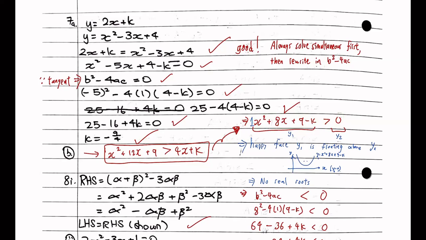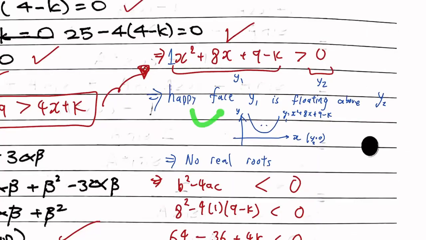And because the coefficient of the x squared term is positive 1, positive tells you it's a happy face, right? So the only possibility for the graph is either of these possibilities. Happy face that's above the x-axis, right? Which means what? Is there an intersection with the x-axis? No. So no intersection means no what?